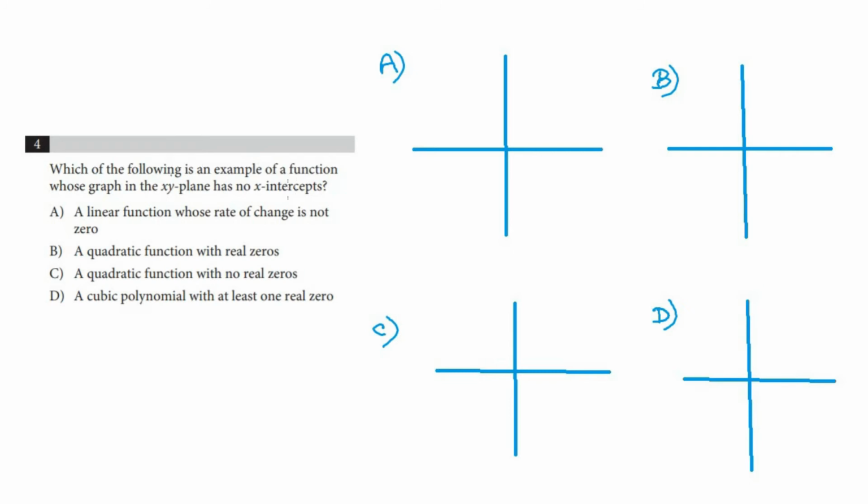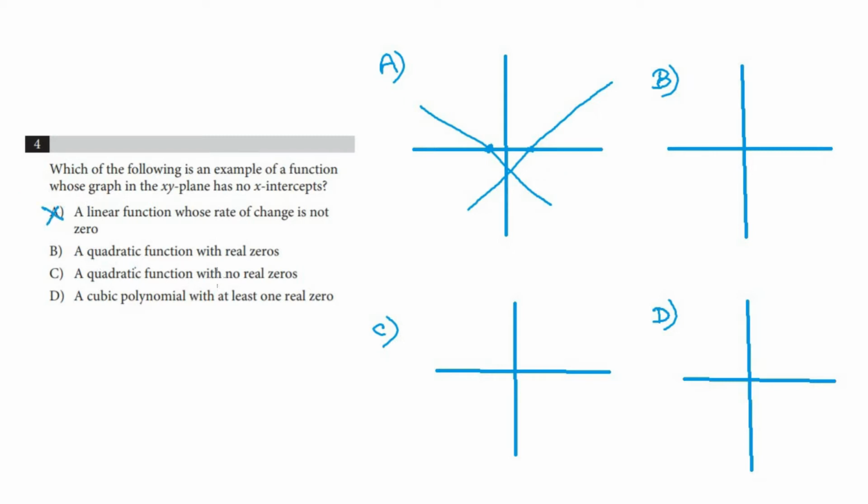So, this question is asking for a function which does not have any x-intercept. So, for a linear function whose rate of change is not 0, rate of change is equal to slope. So, if slope is not equal to 0, the line will be increasing or decreasing. In both cases, the line will cut the x-axis. So, it will have an x-intercept. So, option A is not possible.